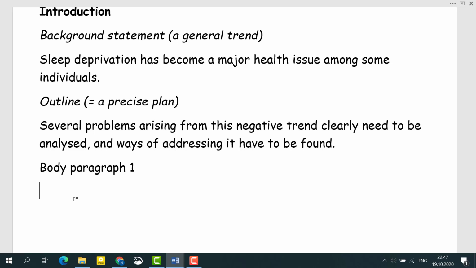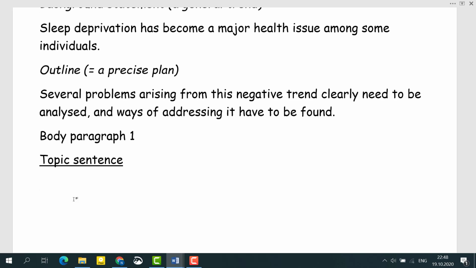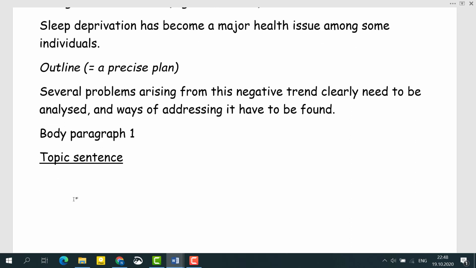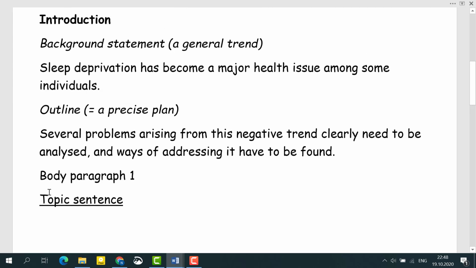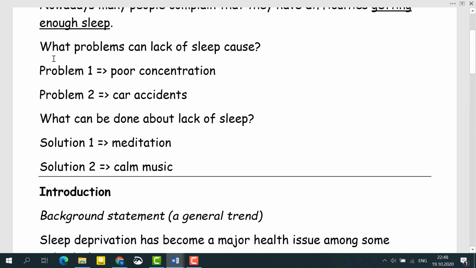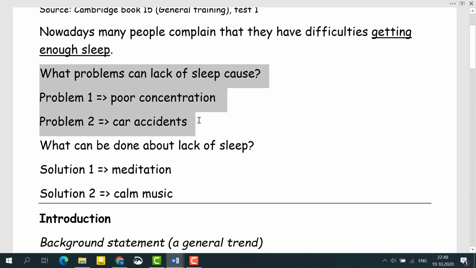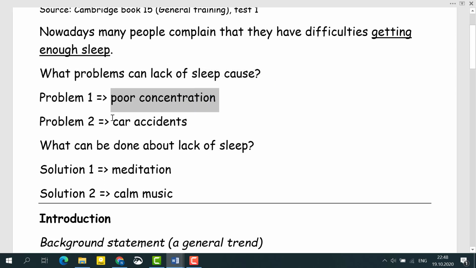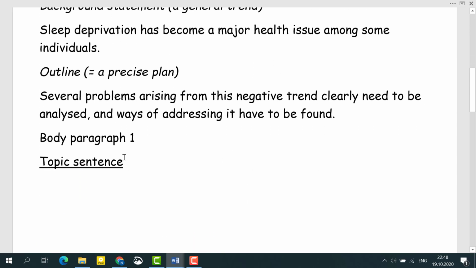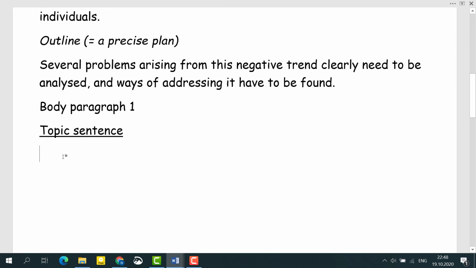So body paragraph 1. Now, what are we going to write in body paragraph 1? We need to write the topic sentence. The topic sentence means that it's the most important sentence in the paragraph because it has the main idea of the whole paragraph, okay? So here, in my first paragraph, I'll be talking about 2 problems in detail. So what problems can lack of sleep cause? I'll be talking about the first problem, and then I'll be talking about the second problem in detail. Okay, so now how can I do it? Let's just look at this carefully.